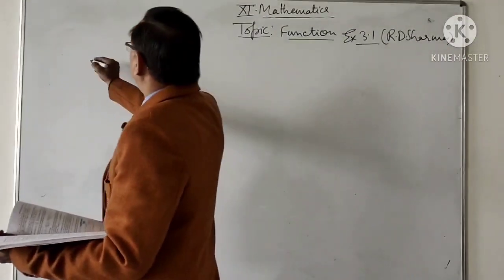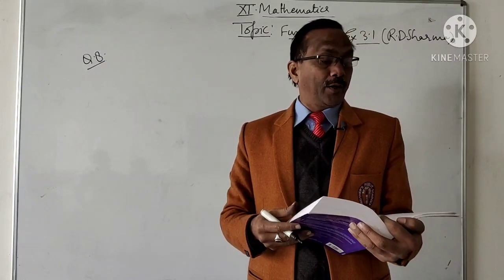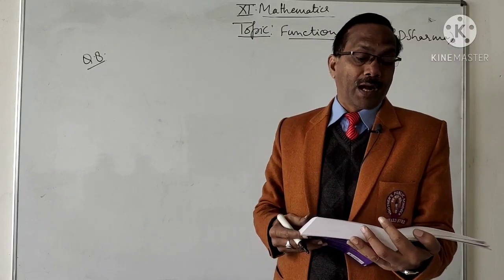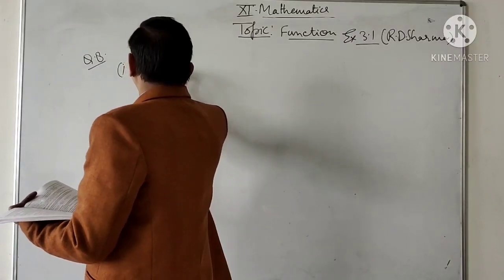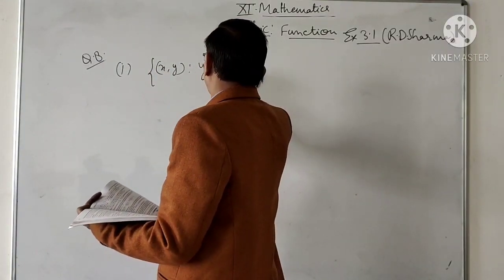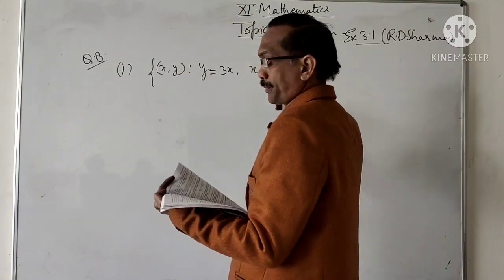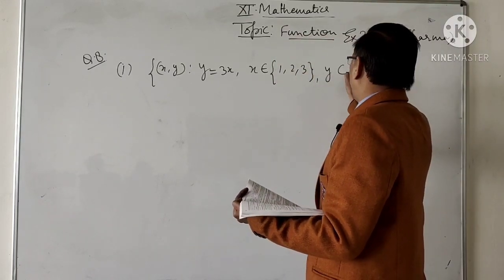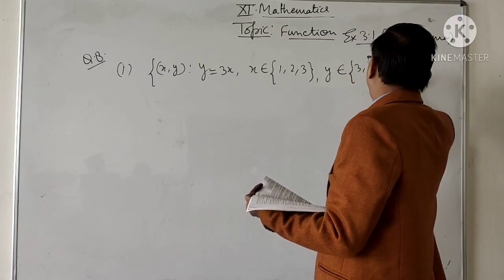Next is question 8. Question is, write the following relations as the set of ordered pairs and find which of them are functions. So here, first part, (x, y) such that y equal to 3x. Here x belongs to the set {1, 2, 3} and y belongs to the set {3, 6, 9, 12}.